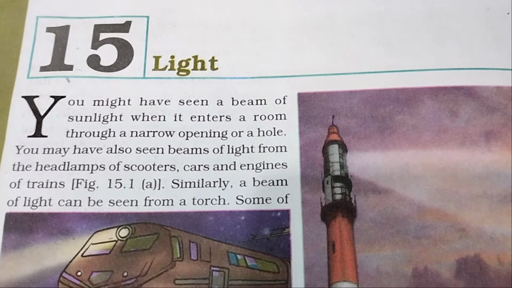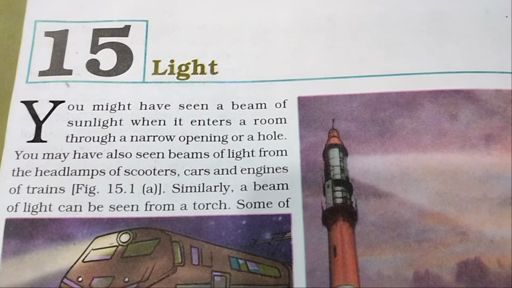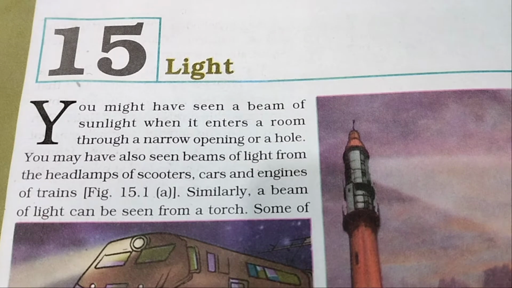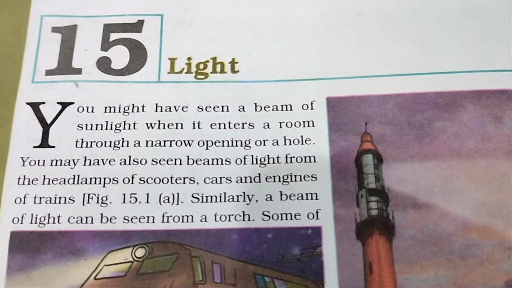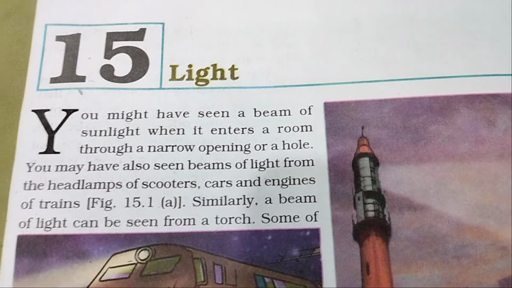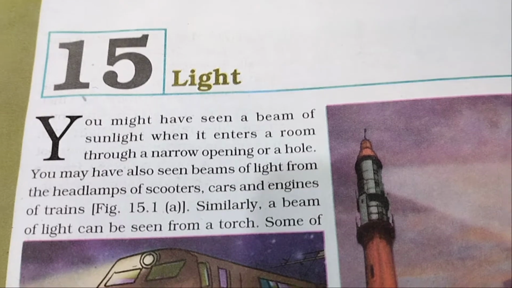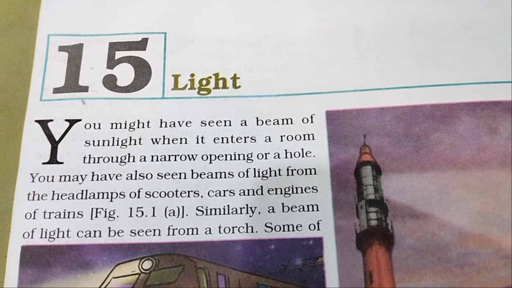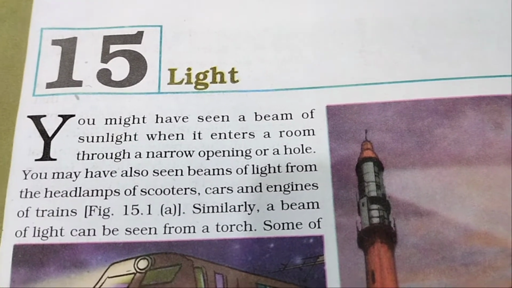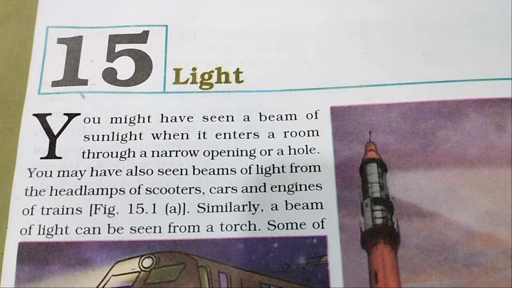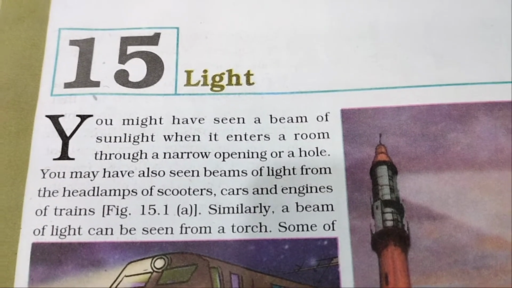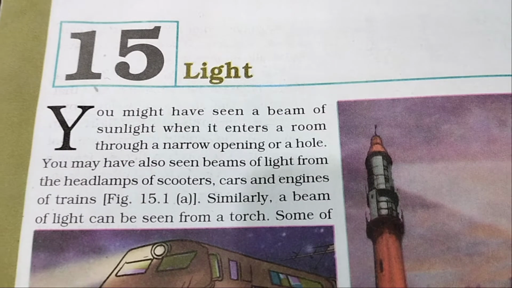So in the light chapter, we must have seen that a beam of sunlight enters a room through a narrow opening or a hole. आपने यूजुअली ऑब्जर्व किया होगा कि जब सनलाइट किसी रूम में एंटर होती है किसी नैरो बीम के थ्रू या कोई छोटा सा होल होता है, सो वी कैन ऑल्सो सी द बीम्स ऑफ लाइट फ्रॉम द हेड लैम्प्स of scooters, car engines, of trains, etc.